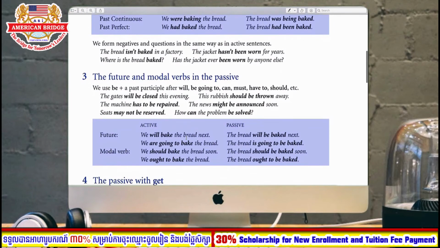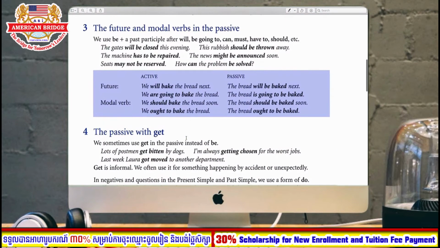You can also use the passive form in the future and the modal verb as well. So if you look at the example here, we will bake the bread here. So the bread will be baked next. Okay, so whether it is in the past tense or in the present tense, the be verb can be am, is, are, it can be was, were, it can be been, right? It depends on the tense you use. But for the future and the modal verb, you need to use the word be in the sentence as well.